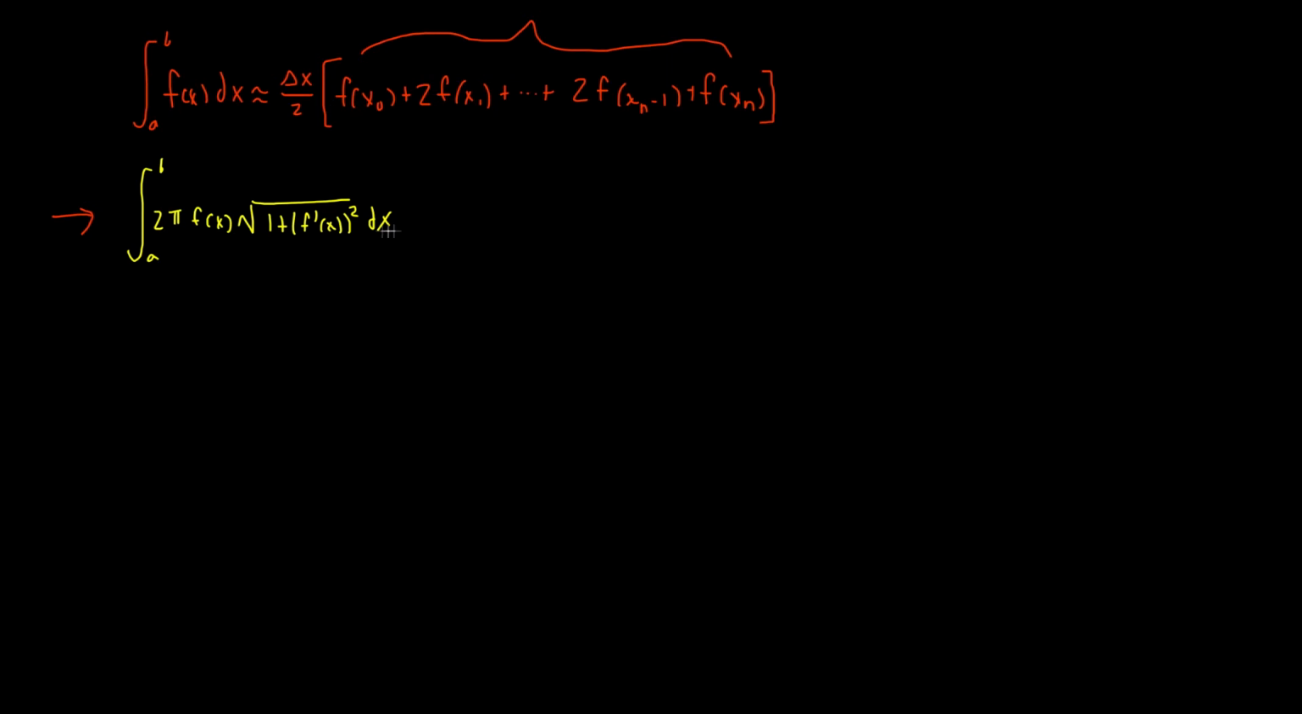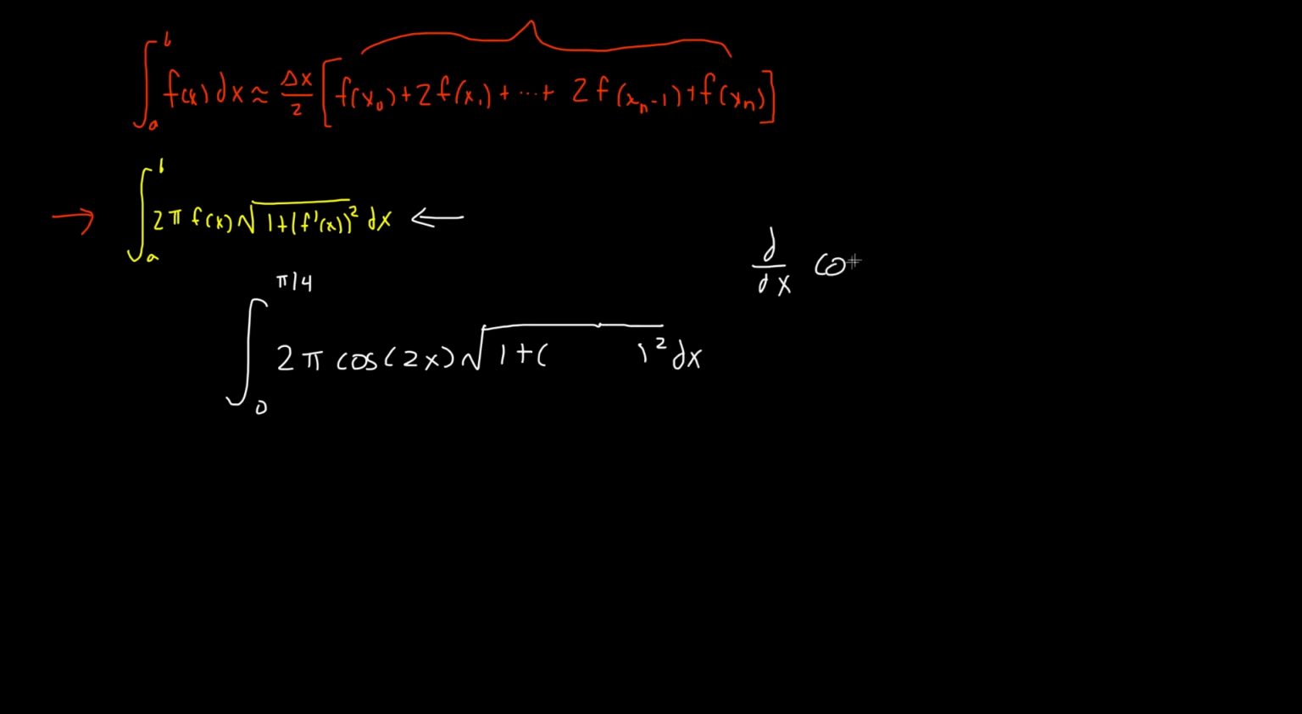So I'm going to start plugging some values into this function right here. So we have the integral from 0 to pi over 4 equals 2 pi cosine 2x times the square root of 1 plus the derivative of cosine squared. I'm just going to leave that like this for now. So let's go find that derivative. The derivative of cosine of 2x is negative 2 sine 2x, and I got that using the chain rule.